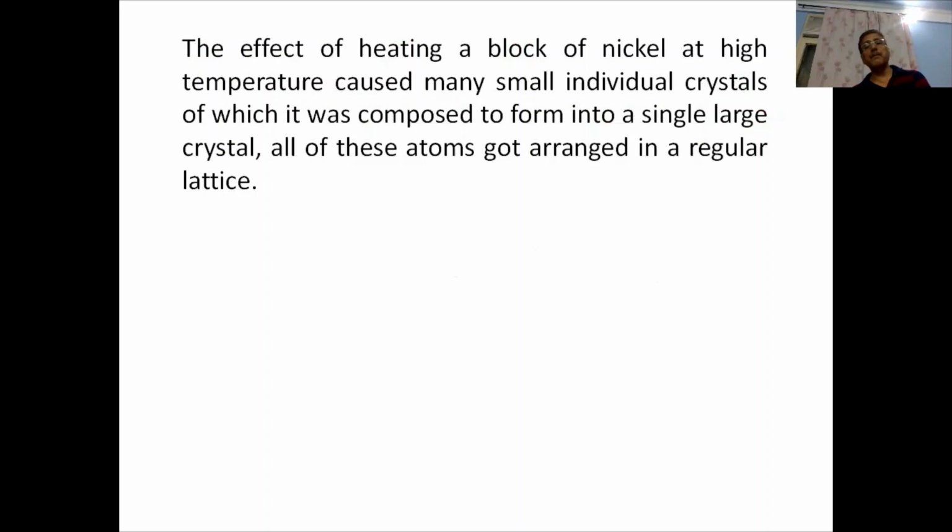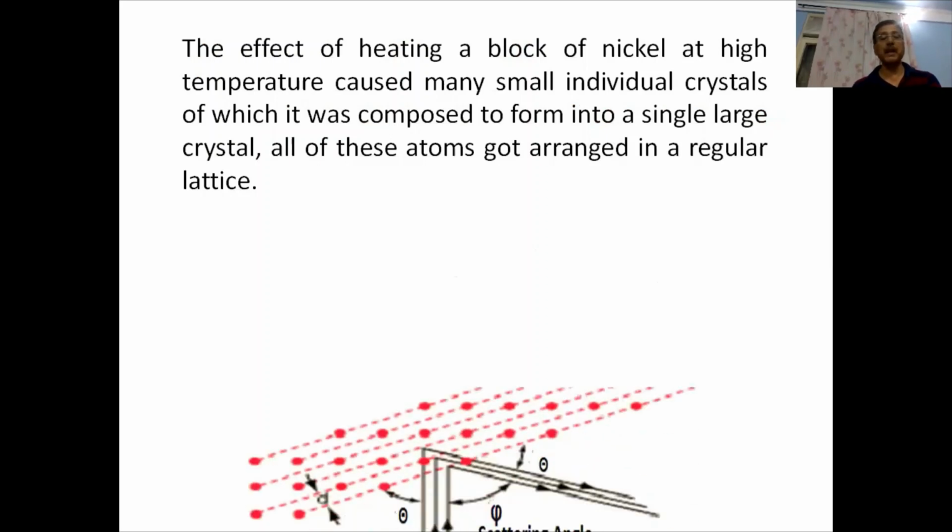The effect of heating a block of nickel at high temperature caused many small individual crystals of which it was composed to form into a single large crystal. All of these atoms got arranged in a regular lattice. That was the effect of heating the block, like this one.